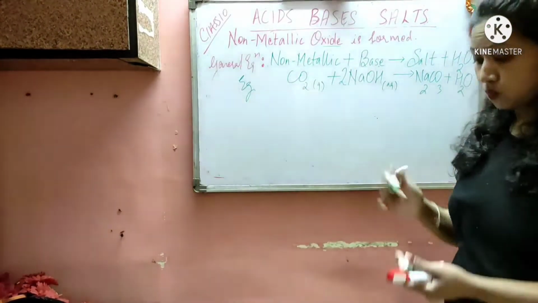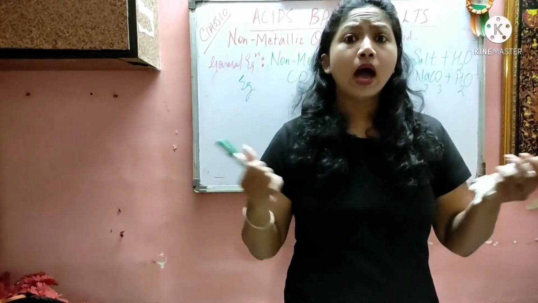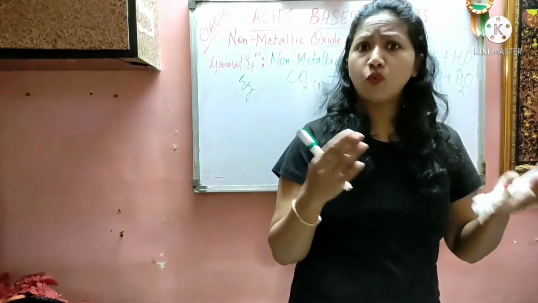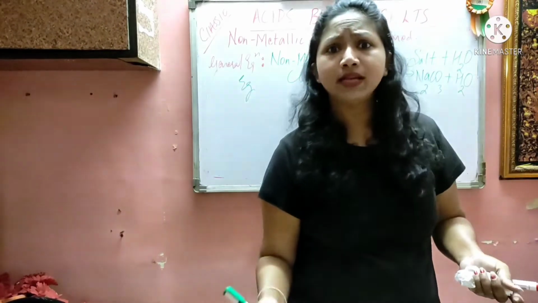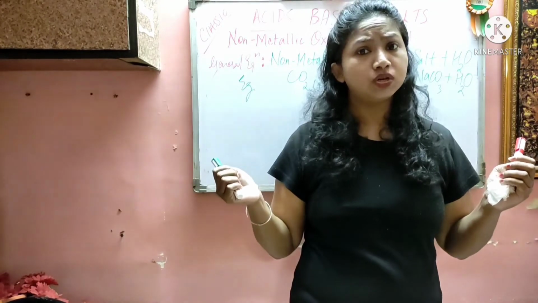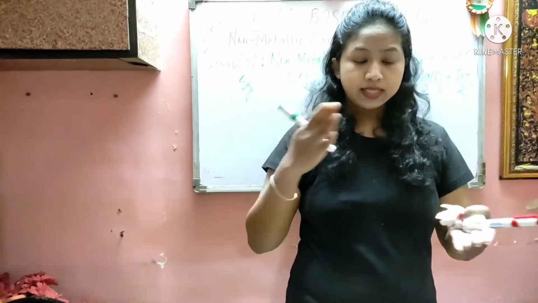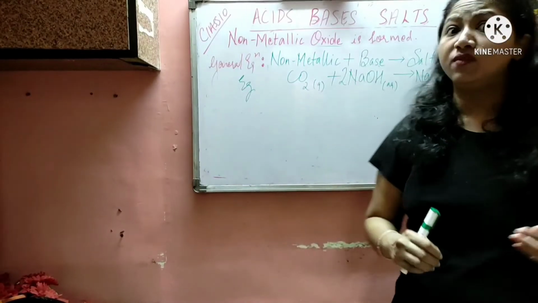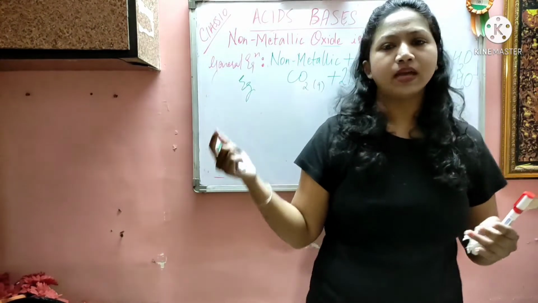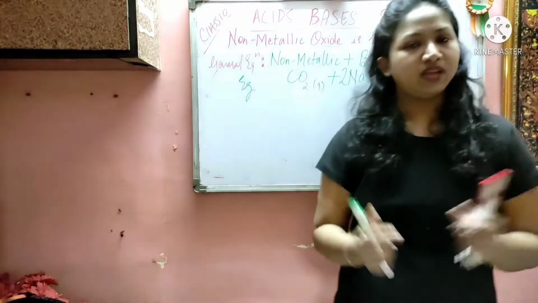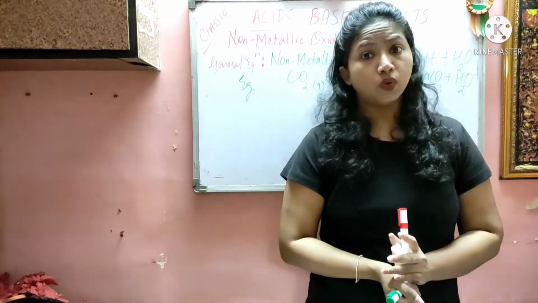Okay, fine. So what we have seen today: how metallic oxides are formed, how non-metallic oxides are formed, why non-metallic oxides are acidic in nature, and why metallic oxides are basic in nature. Then when a metallic oxide reacts with an acid, what you get, and when a non-metallic oxide reacts with a base, what you get. This is what we have seen in today's video.